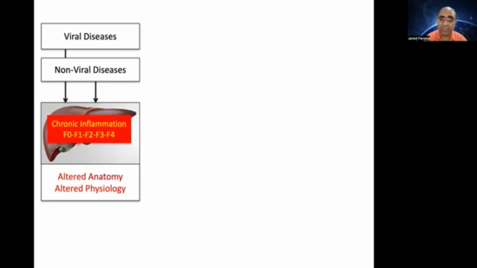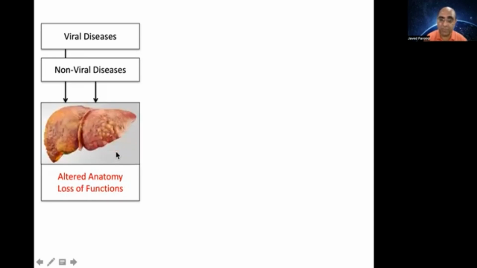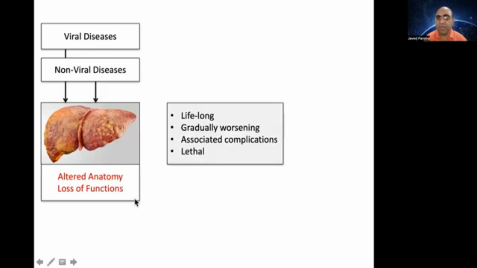And we all know that chronic inflammation is associated with fibrosis. And when the fibrosis reaches its maximum, the regenerative nodules appear, and F4 fibrosis with regenerative nodules is equal to liver cirrhosis. So liver cirrhosis is characterized by altered anatomy and loss of functions of the liver. We all know that liver cirrhosis is a lifelong disease, just like diabetes and hypertension. It's gradually worsening. It is associated with complications, and it's a lethal one. If you don't intervene, you will lose the patients.